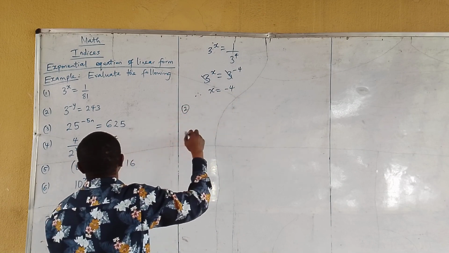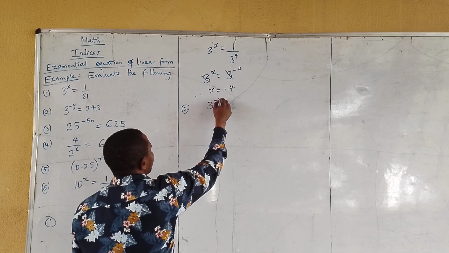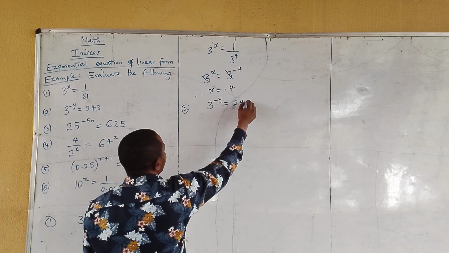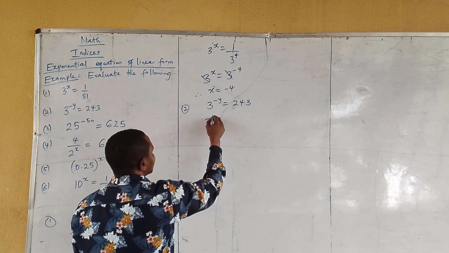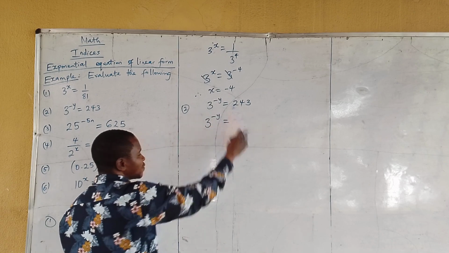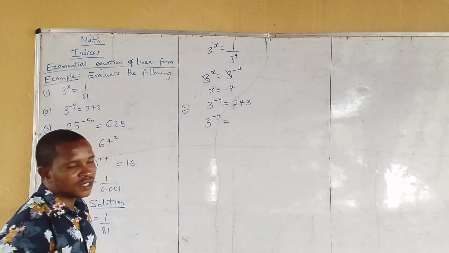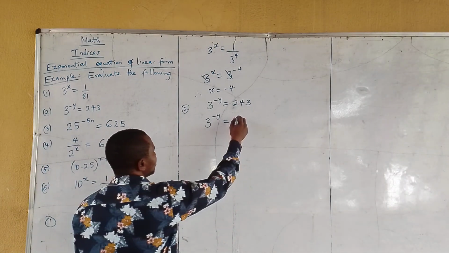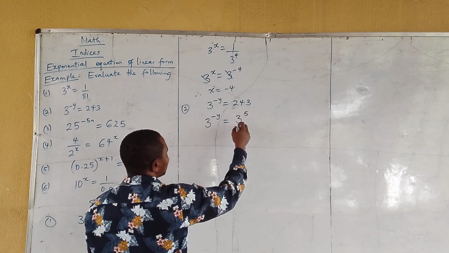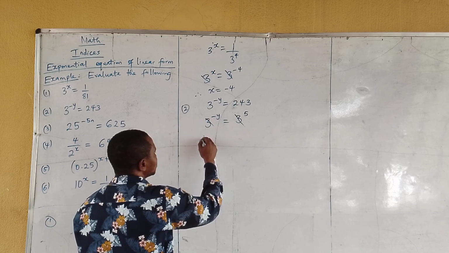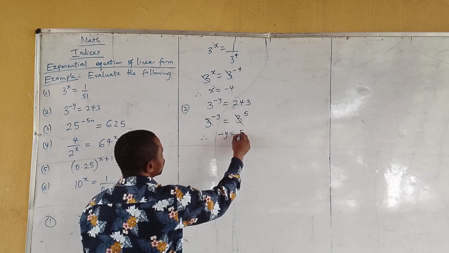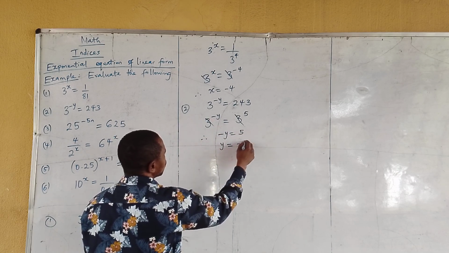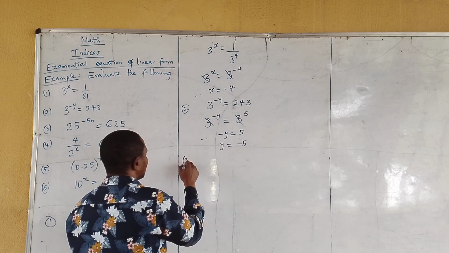Let's solve question 2. We have 3 raised to power minus y is equal to 243. We are going to express 243 as a product of its prime factors in index form, and that will be 3 raised to power 5. So this 3 will eliminate this 3 here. Minus y is equal to 5. Therefore, y is equal to what? Minus 5.